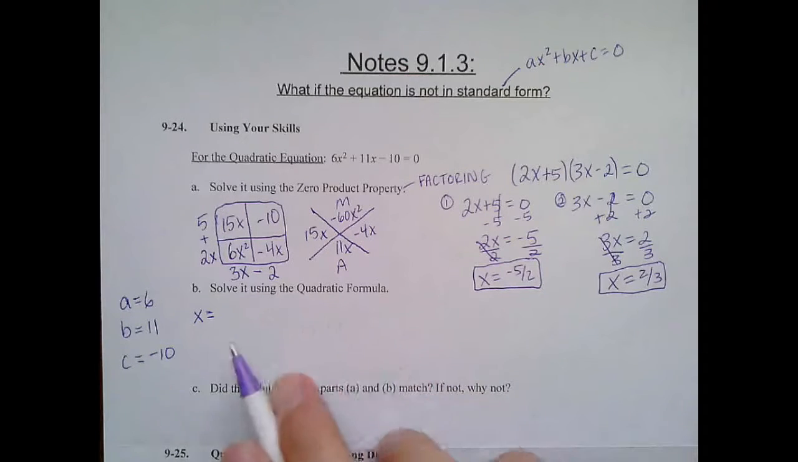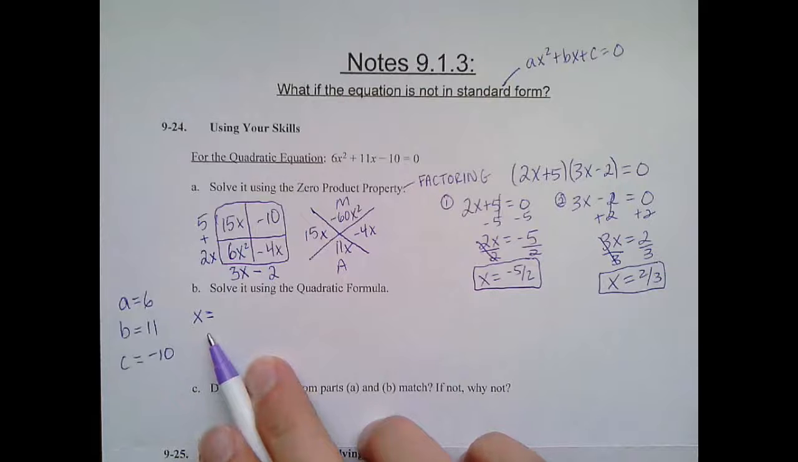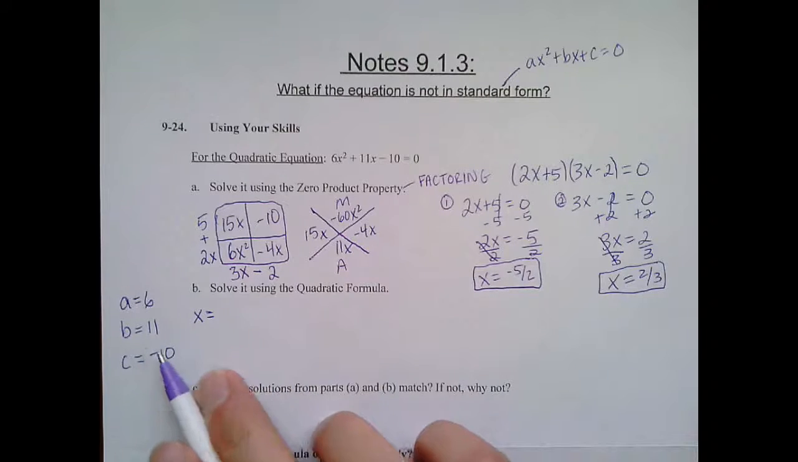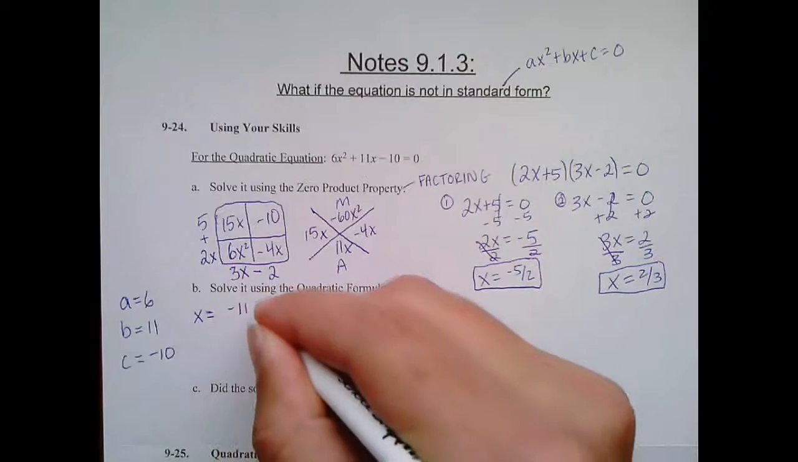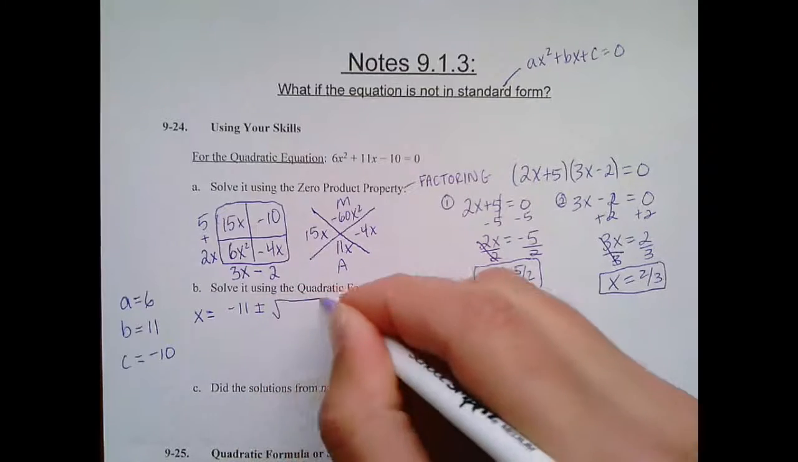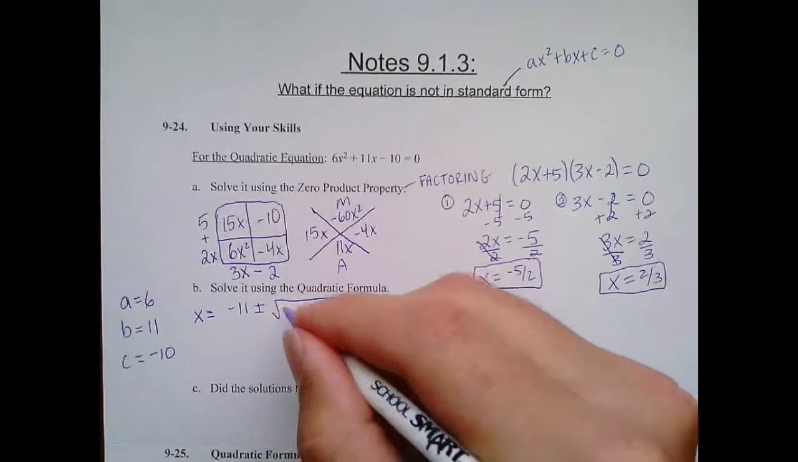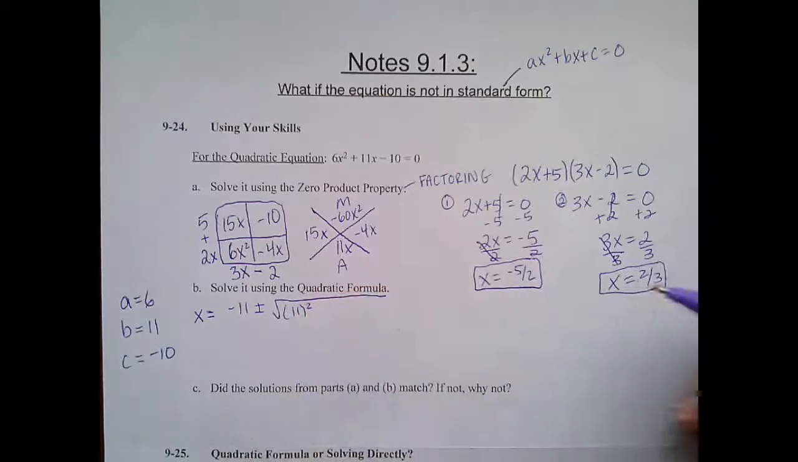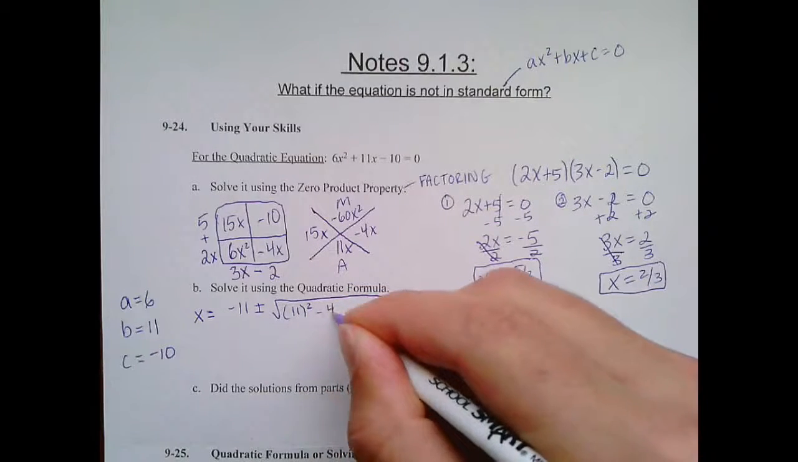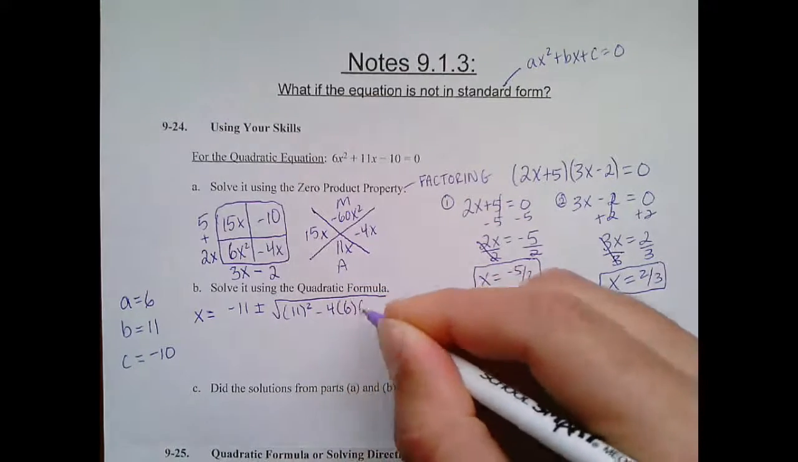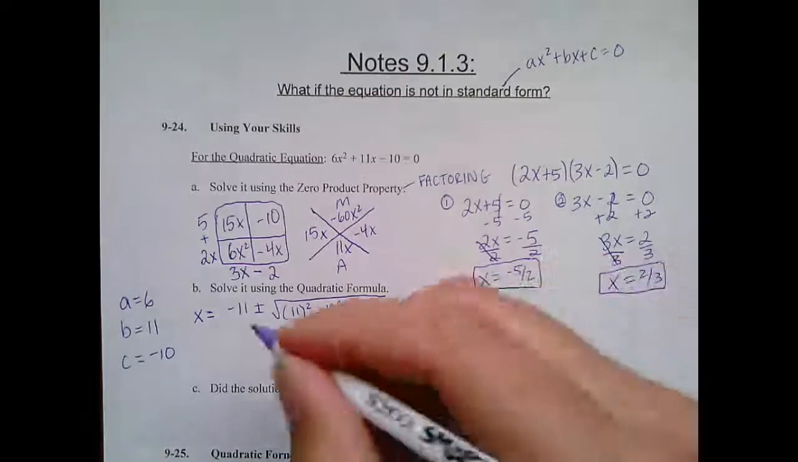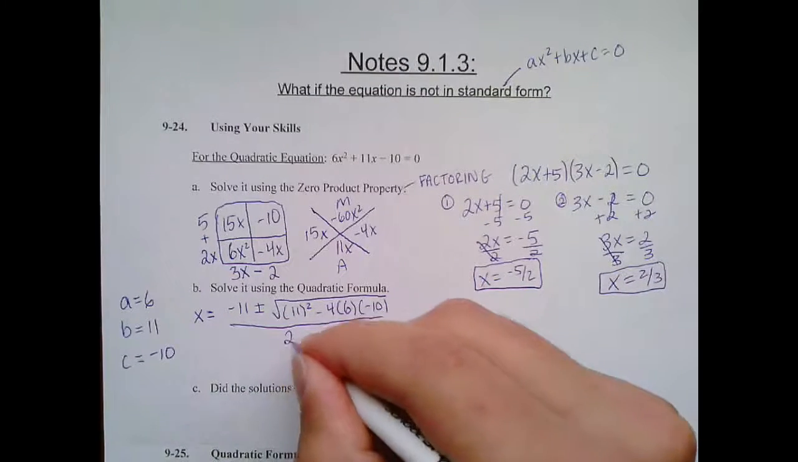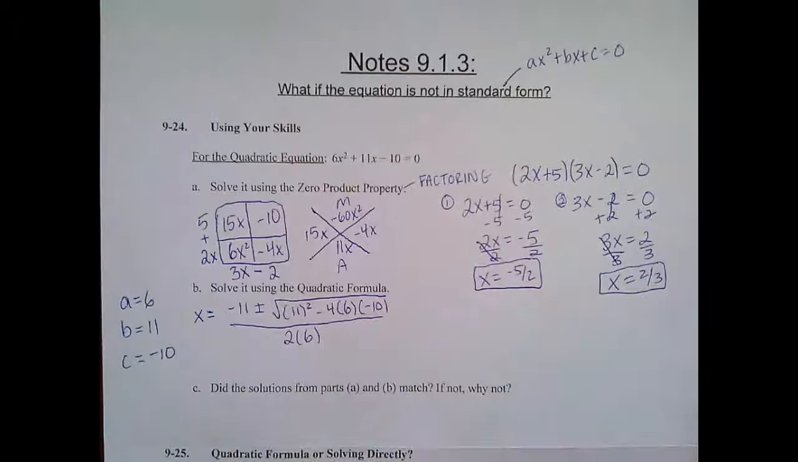So when we start doing the quadratic formula with x equals, what's the opposite of b? Well, b is 11. What's the opposite of 11? Negative 11. Now we have plus minus, make a big square root. Inside the square root, b squared. So we'll start with 11 squared minus 4 times the a value, which is 6, times the c value, which is negative 10. All over 2 times the a value, which is 2 times 6.